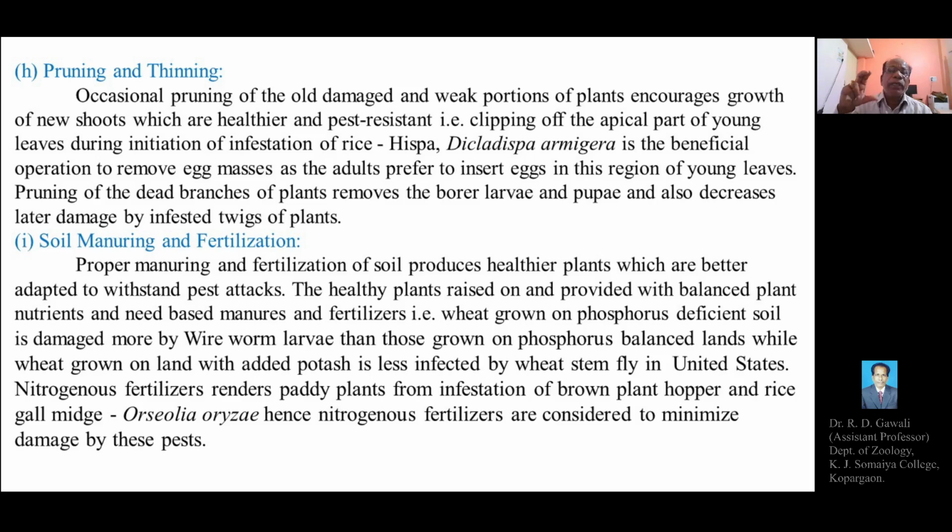So proper manuring, or addition of fertilizer or manure in the soil, produces a healthier crop of plants which are better adapted to withstand pest attacks. This is actually a cultural practice, an agricultural practice, that is addition of organic manure or fertilizers so as to provide an adequate amount of nutrients for the growing plants or crops.